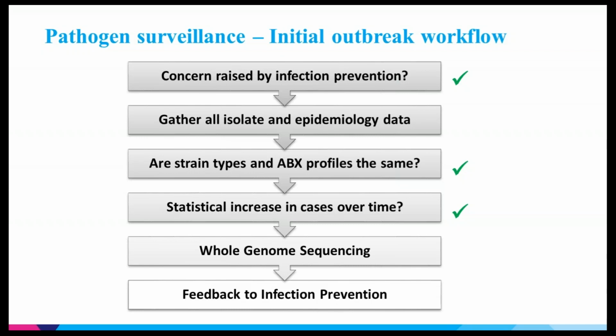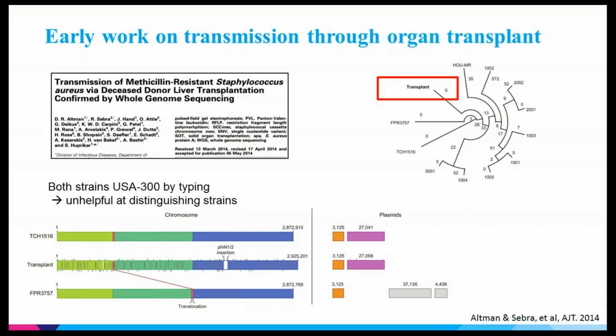We would answer some basic questions. Do we know if the strain type is the same, and the antibiotic profile? Is the strain the same, and was there a statistical increase in cases over time? If we hit all of those check marks, we would proceed with whole genome sequencing to get confirmation of potential transmissions and outbreaks, and would provide feedback to the infection prevention units in the hospital. One of the earlier cases that we studied was an instance of transmission through solid organ donor transplantation.